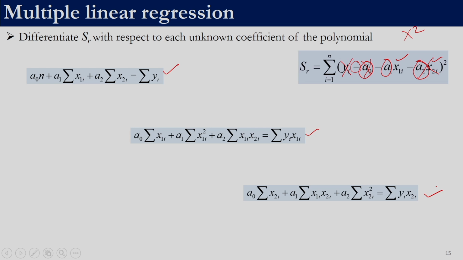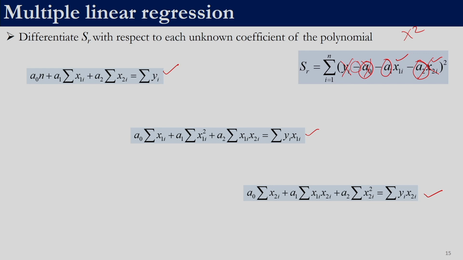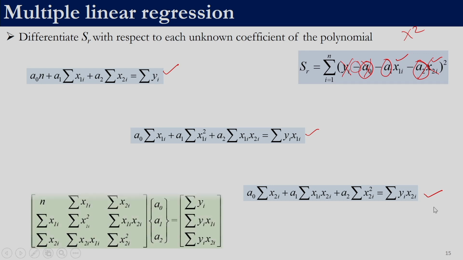So, now we have 3 equations in 3 unknowns. The unknowns are a naught, a1, a2. All the other terms can be determined from the data itself. So, these 3 equations, since they are linear equations, we can put them in the conventional form. So, the first equation, n is known, so it comes into the coefficient matrix. This is our coefficient matrix, this is the x vector and this is going to be the right hand side vector. So, Ax equal to b.